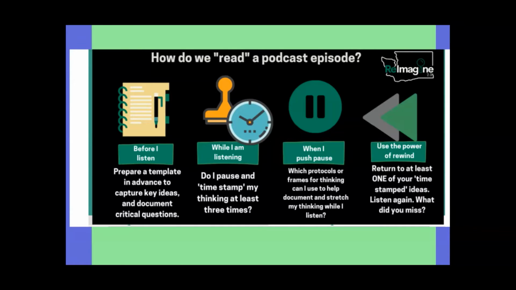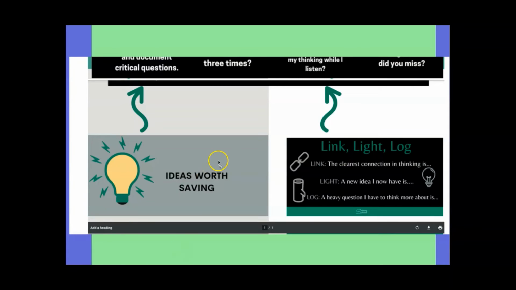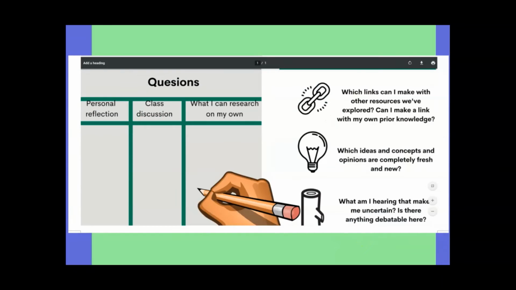Tell them that's okay. And then underneath that, there were ideas worth saving, a little arrow going up there. Link, light, log. So this was link, the clearest connection in thinking is. Light, a new idea I now have is. And log, a heavy question I have to think more about is. This was just another thinking routine. You can insert whichever one you want. You can do any Project Zero stuff is good. Any other thinking routine that you like, go ahead and insert it there.